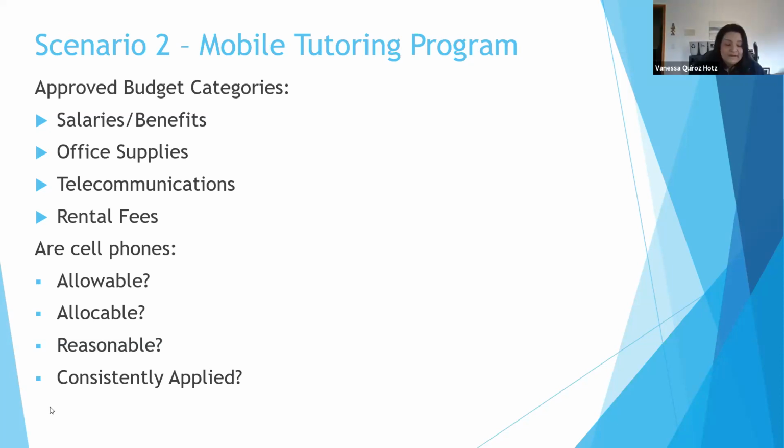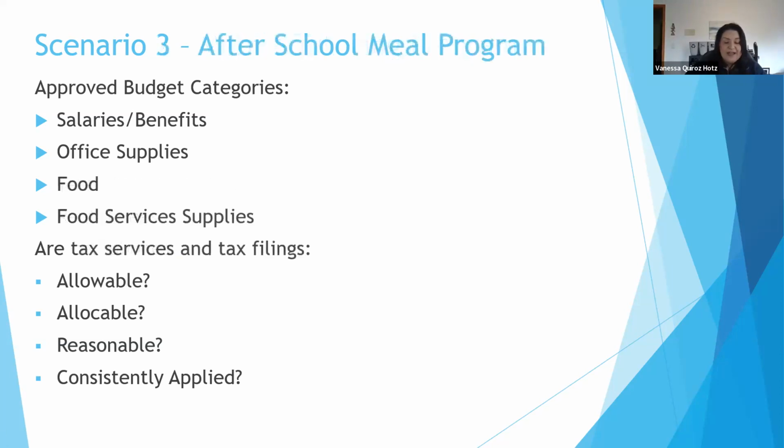And another example I have, you have an after-school meal program. Your allowable costs are salaries, benefits, office supplies, food service supplies, and the organization wants to know if their tax services would be allowable on this. Thoughts?